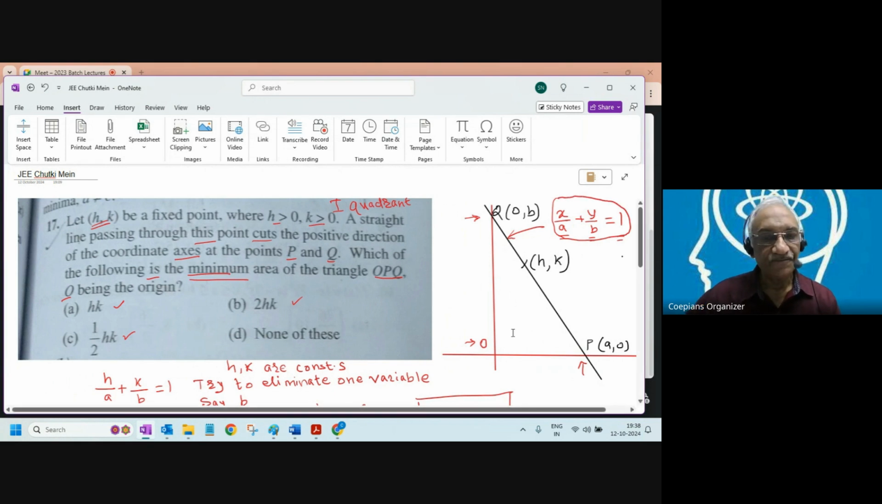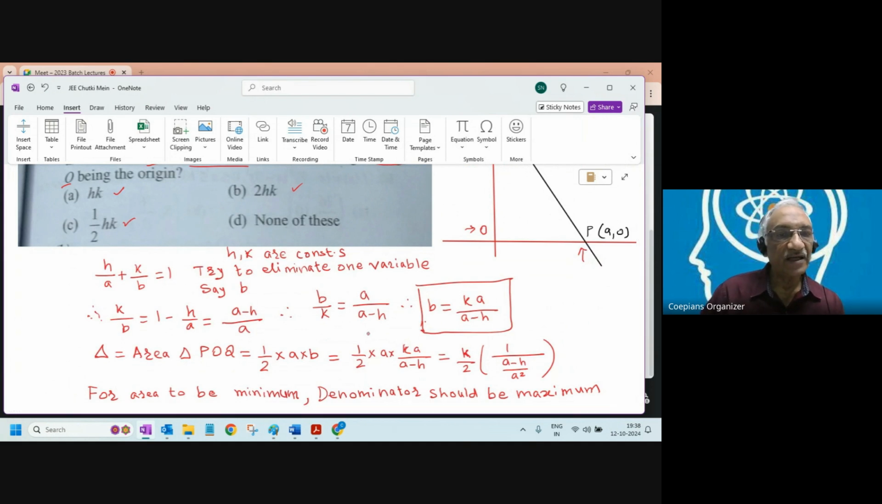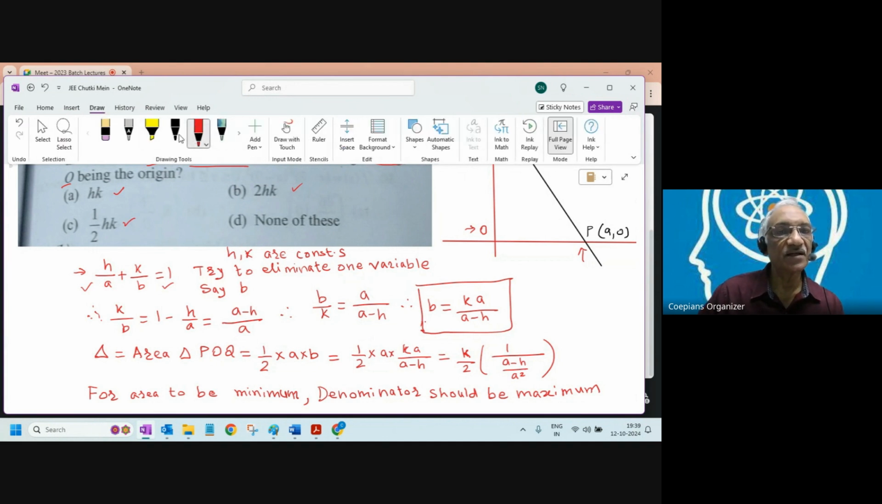Now let's see. Obviously the point (h, k) lies on that line, so it becomes h upon a plus k upon b is equal to 1. Now h and k are constants, so we'll try to eliminate one of the variables, either a or b. Suppose we eliminate b.